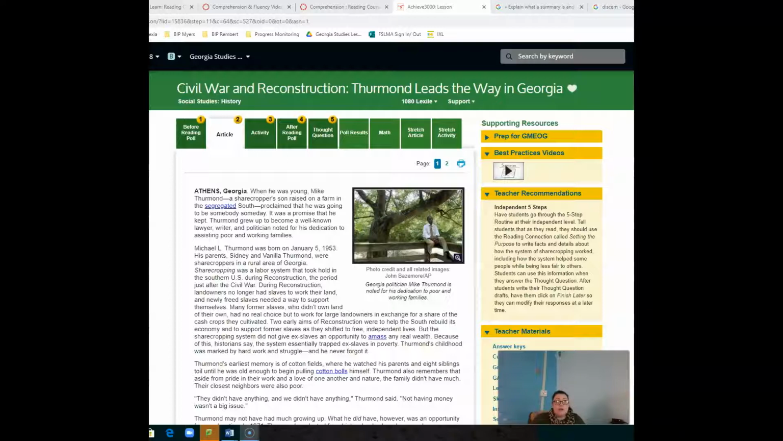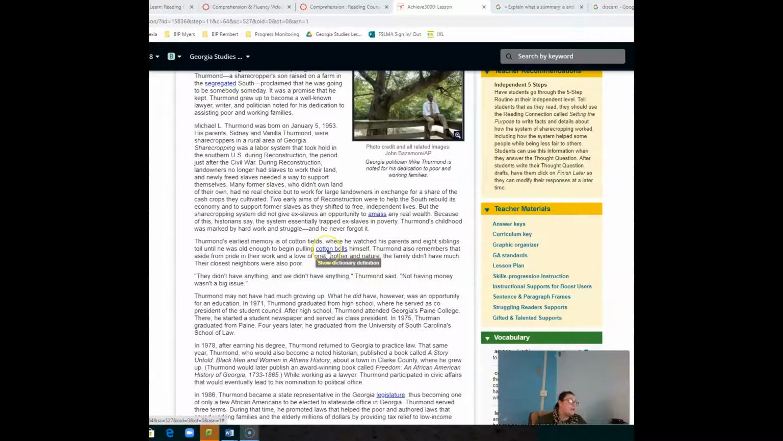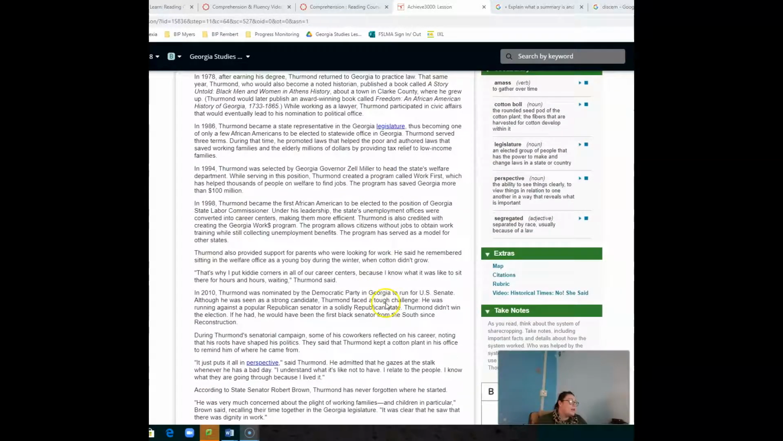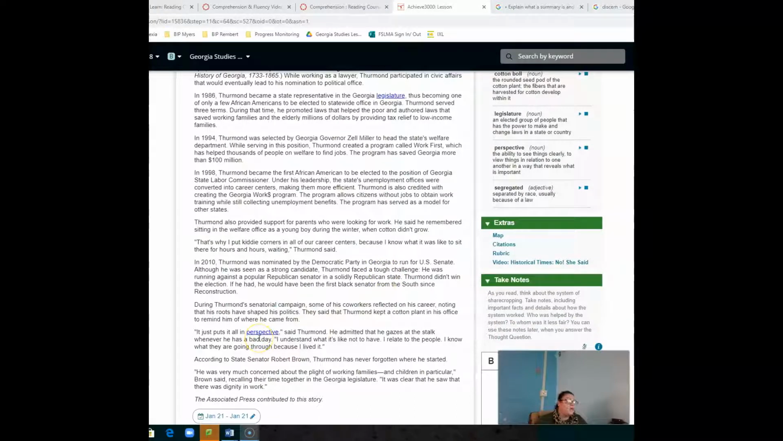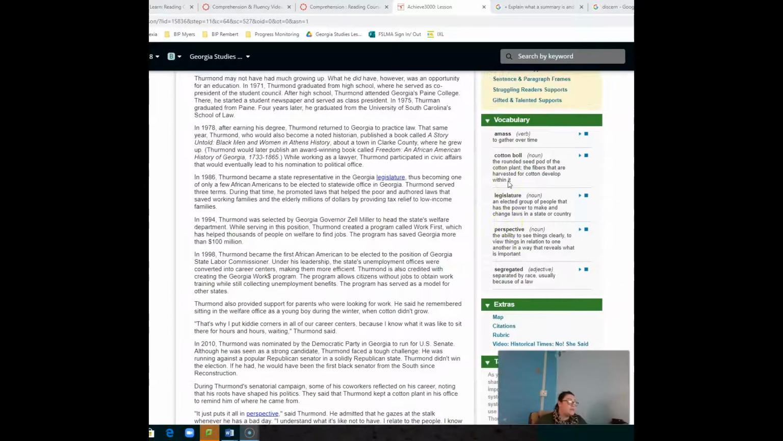We are going to discuss the students' prior background knowledge. So we've done a little bit on the Civil War as it relates to Georgia, and so we are going to first discuss what exactly the students can tell us as far as the article goes. Once we have discussed the prior and background knowledge, we are going to point out the vocabulary. In this particular article, we have the vocabulary words segregated, amass, cotton balls, legislator, and perspective. We're going to go through the definitions with the students.